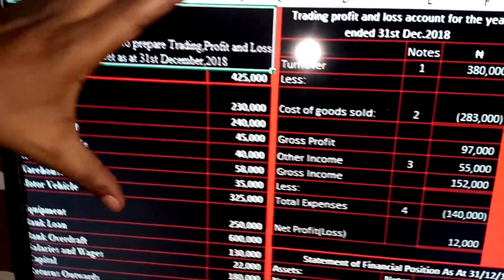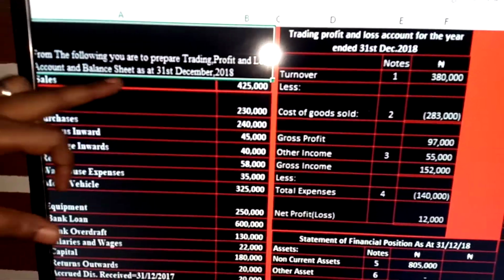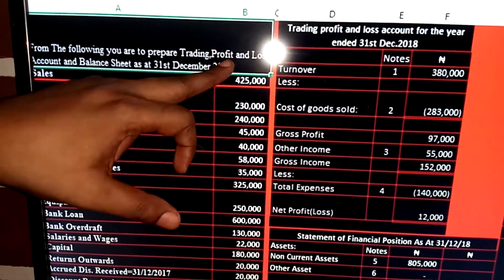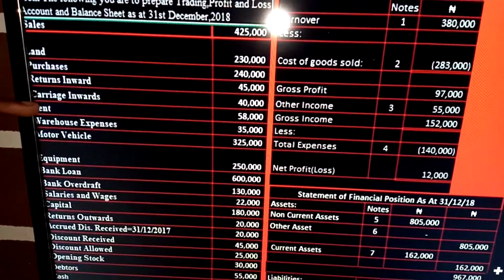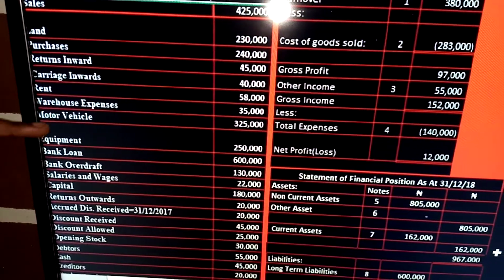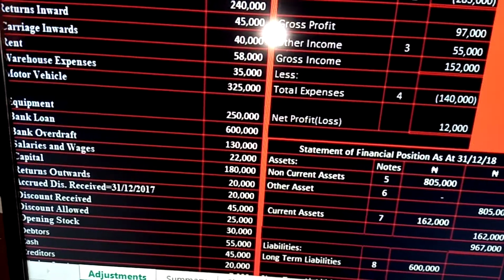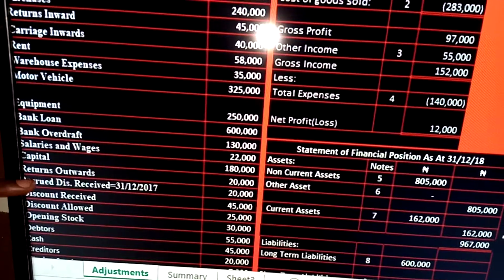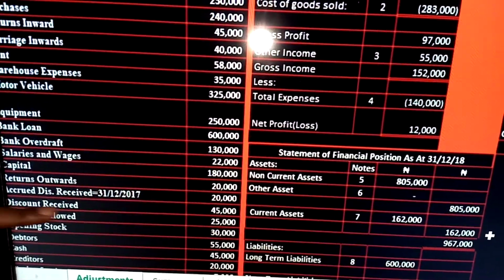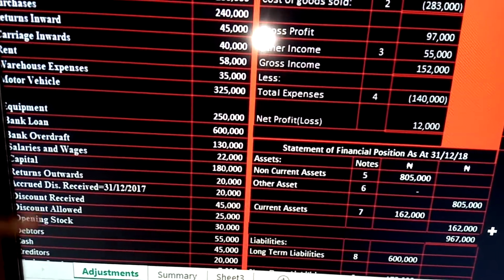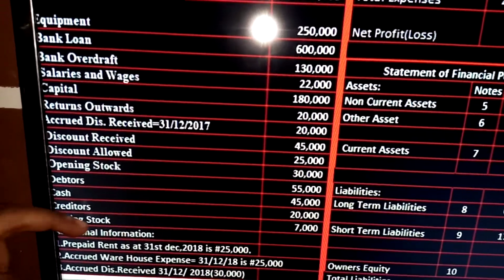Now, this is an illustration. So from the following, you are required to prepare trading profit and loss account and balance sheet at 31st December 2018. So these are the questions. We have sales, land, purchases, returns inwards, carriage inwards, rent, warehousing expenses, motor vehicle, equipment, bank loan, bank overdraft, salaries and wages, capital, returns outward, accrued discount received 31st December 2017. We have discount received, discount allowed, opening stock, debtors, cash, creditors. So we have closing stock here.